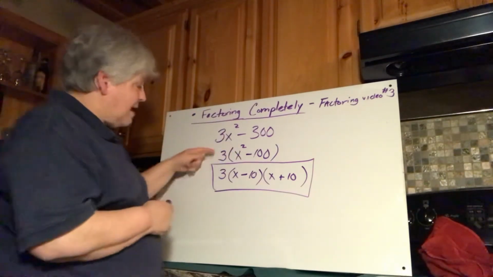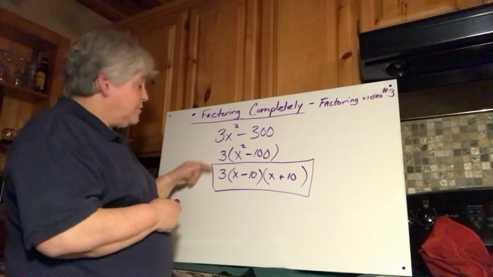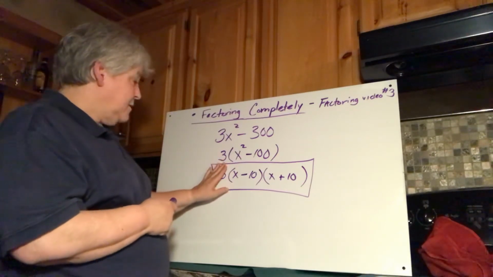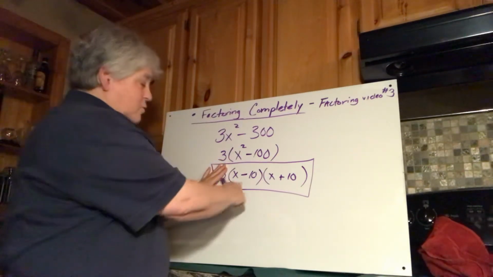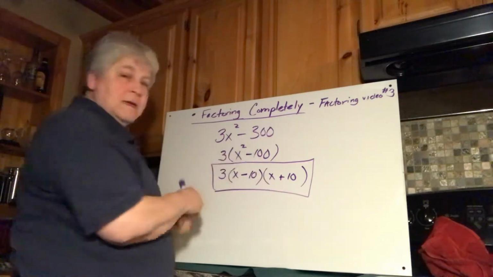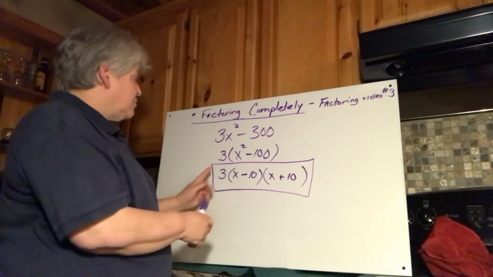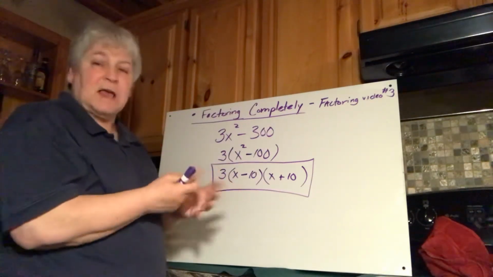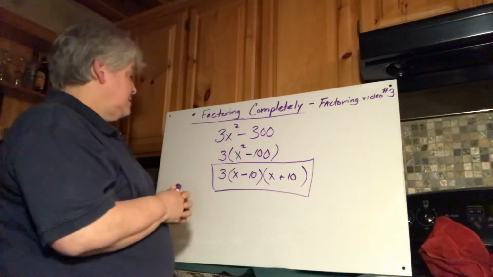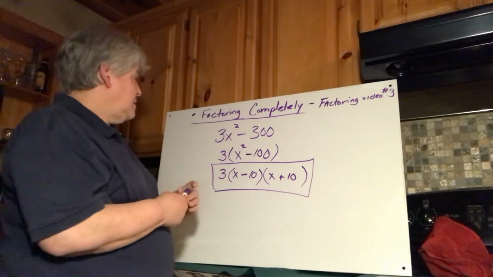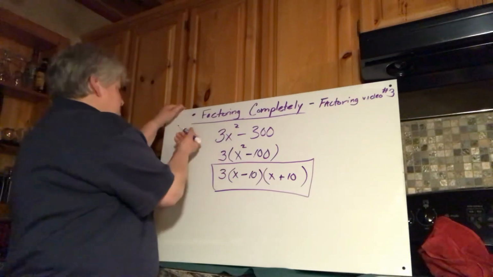Now this is why you have to bring down the 3. If you didn't bring down the 3, this would only come up equal to x squared minus 100, which was not equal to the original problem. So the 3 is needed to preserve the size of what you were given. Okay, so that would be your first example.